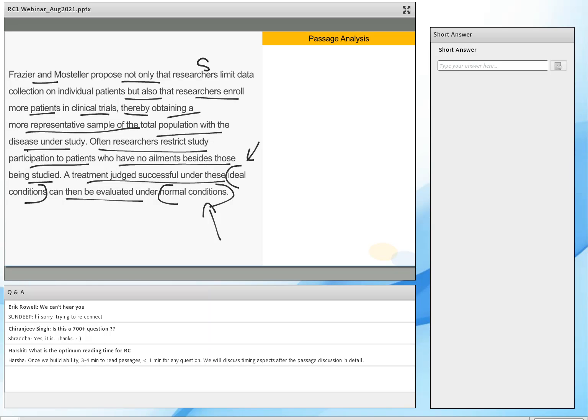So what are ideal conditions? Anybody would like to take a guess? Short answer poll, please.